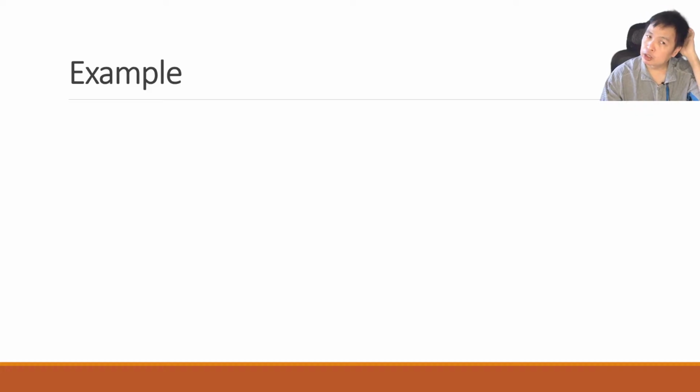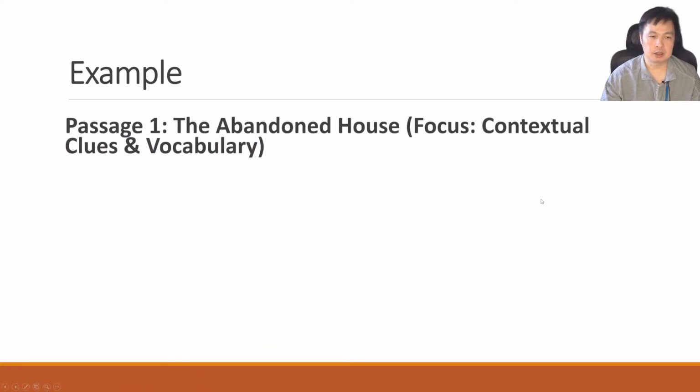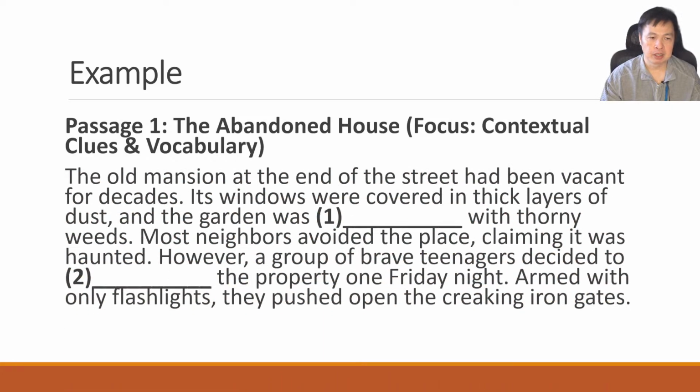So with that said, we're going to look at an actual example, right? Like I said, we're going to look through 6 passages. So here is passage number 1, the abandoned house. The focus for this passage is contextual clues and vocabulary. All right, I'm going to read you the passage. Then after that, I'm going to set a timer and you try to arrive at the correct answer, okay?